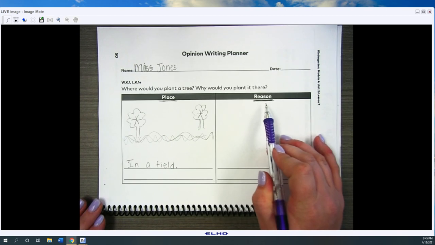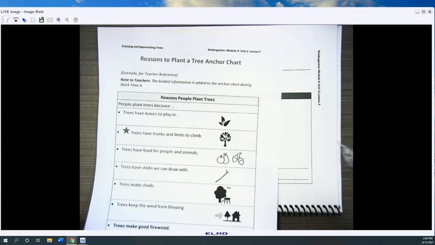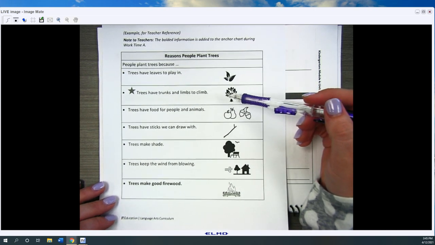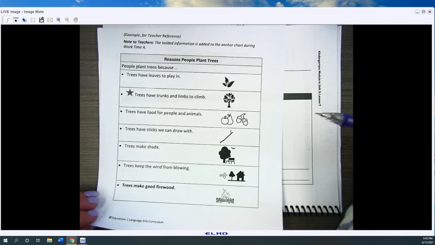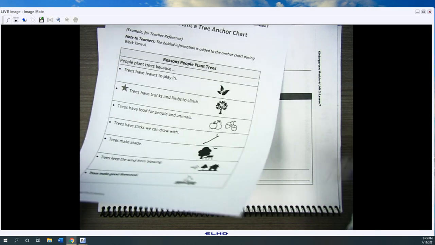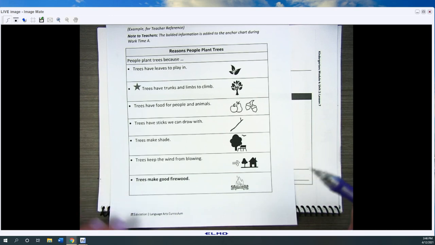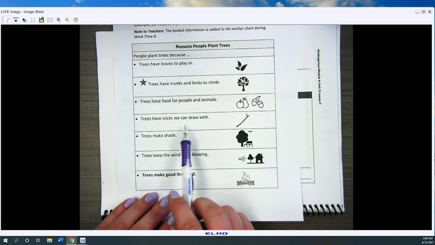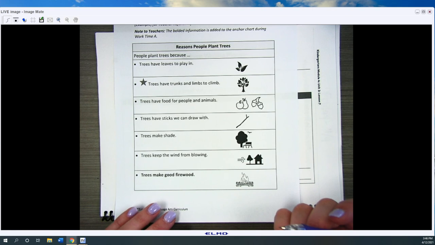Okay, and then your reasoning. You are going to choose a reasoning from the reasons to plant a tree anchor chart. So here are a few reasons that you can pick from. You also need to make sure that you pick one that makes sense. So if I'm going to plant a tree, where would I plant a tree? In a field. And if I chose my reasoning was trees have sticks we can draw with, can I draw with sticks in a field? No, so that's probably not a good reasoning.